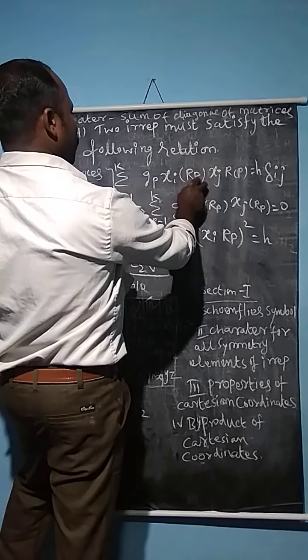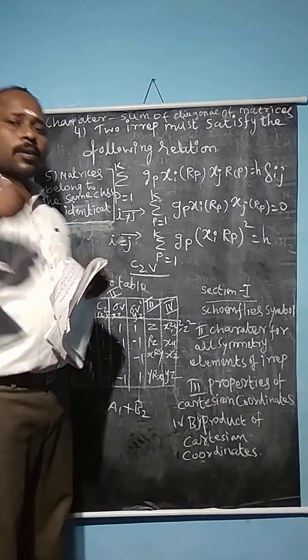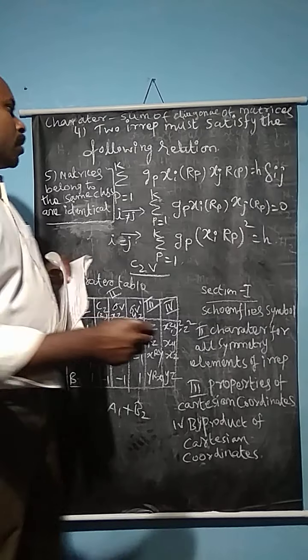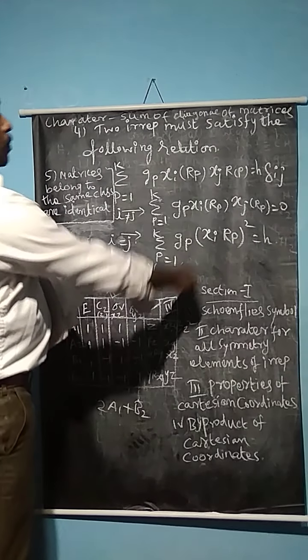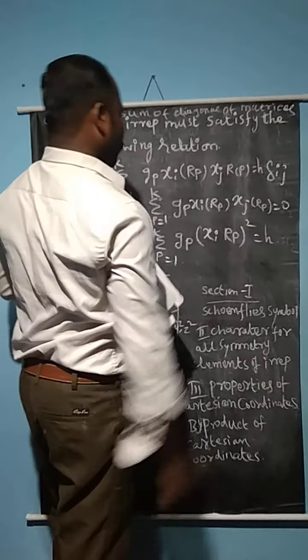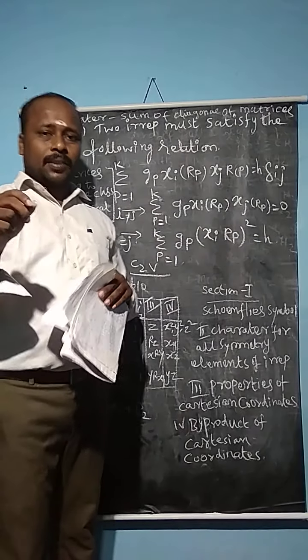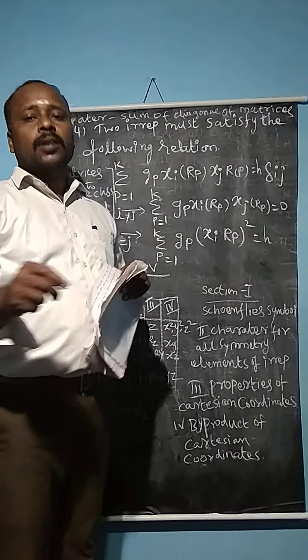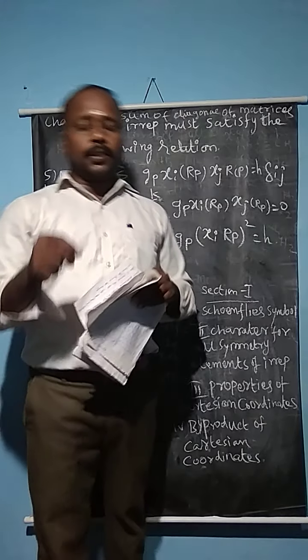Here the reducible representation in brief. There is one more rule of the properties of irreducible representations: all the matrices belonging to the same class are identical to each other. These are the properties of irreducible representations.